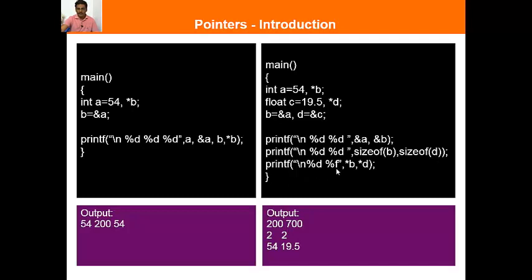In printf, at the time of accessing only, we put %d or %f. Here d is a float pointer variable, but when printing its address we put %d, because it gives only an integer. In this case, the first %d is for b, which is 200, and the value at b is 54, an integer value. For d, the address is 700 and the value at 700 is 19.5, so it is a float. At the time of accessing the value, the format specification differs. At the time of accessing an address, whatever the type, we put only %d.